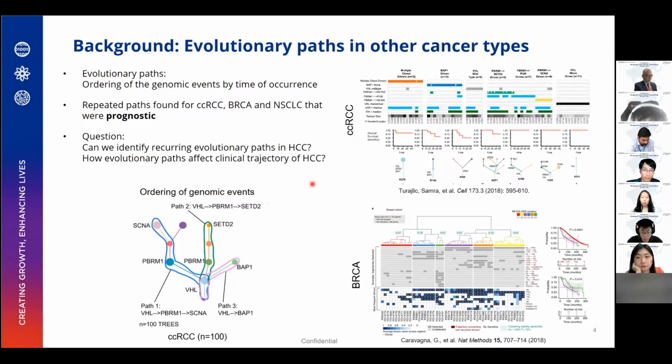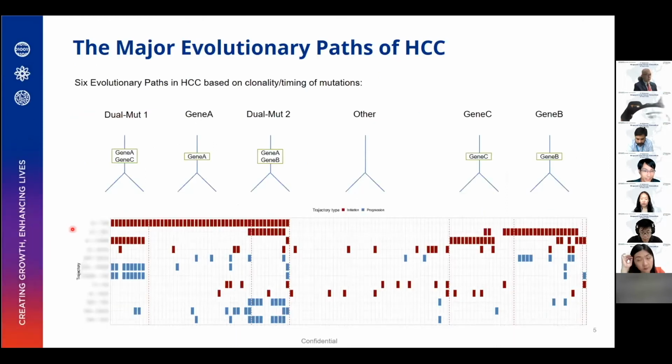So we begin with using the same method to segregate the patients of our PANI cohort into different evolutionary paths. My apologies that I cannot show all the details since this work is unpublished yet. But basically, we use the same method, and based on the timing or clonality of the mutations, we separate patients into different subtypes as shown here.